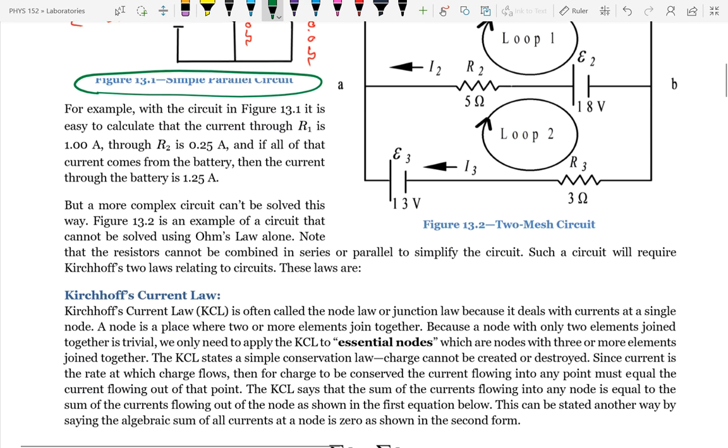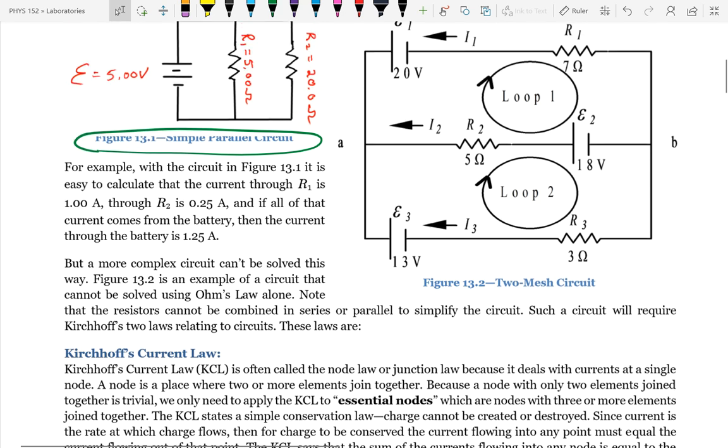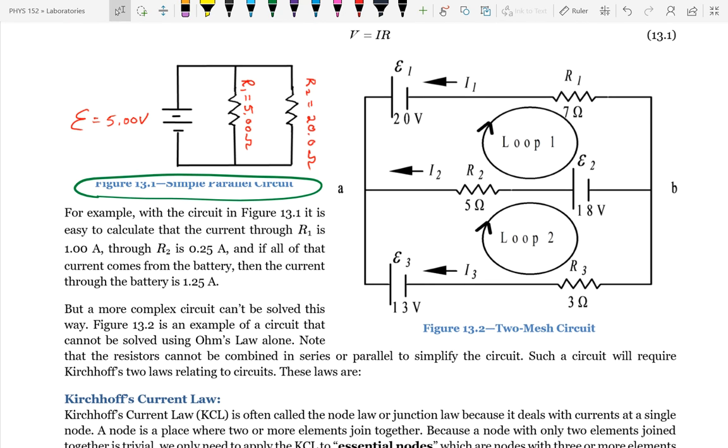The basic rules: you need to identify all the essential nodes and make a Kirchhoff's current law equation from all but one of the essential nodes. Then you identify all of the meshes, the smallest loops you can make to fill the circuit completely, and make a Kirchhoff's voltage law equation for each mesh. When you're done, you should have a number of equations equal to the unknowns.